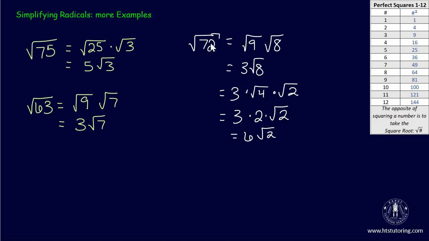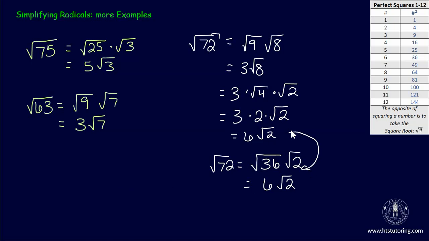Now, if I had my calculator and I knew that 72 could also be divided by 36, I could have taken the shortcut and done square root of 72 equals the square root of 36 times the square root of 2. 36 times 2 is 72. Square root of 36 is 6. Square root 2 I can't do anything with. Again, same answer, but 2 different ways to get there.